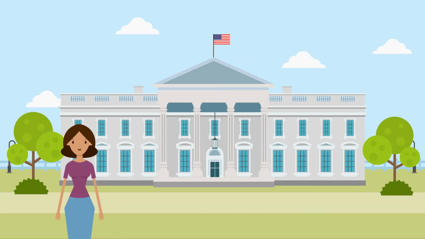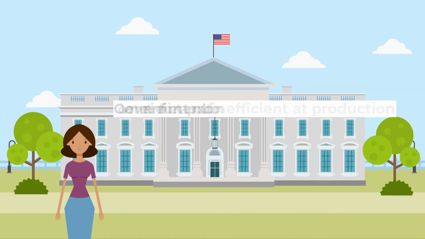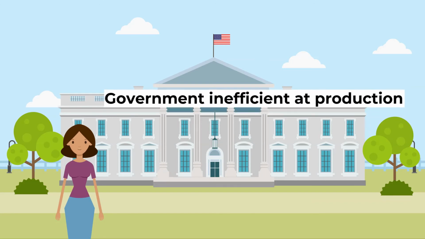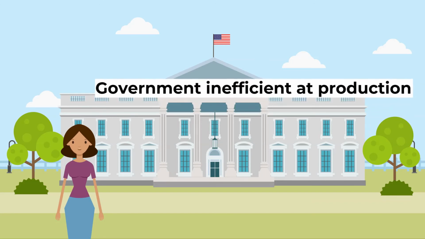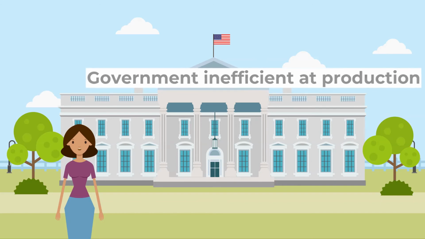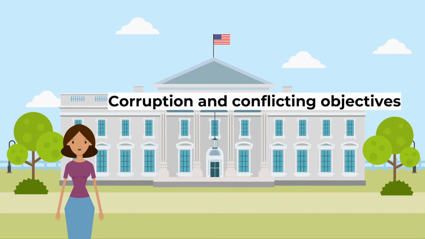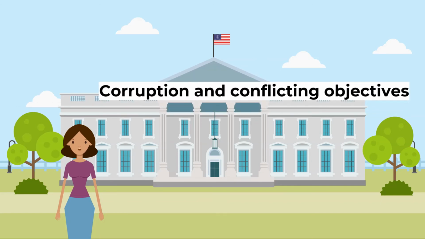If they were provided by the market, price signals would lead to a shift in resources. Democracy aims to reduce this problem since consumers can vote for political parties whose aims are similar to their own. 3. The government may be inefficient at production since they have no incentive to cut costs. 4. Government officials may suffer from corruption and conflicting objectives.